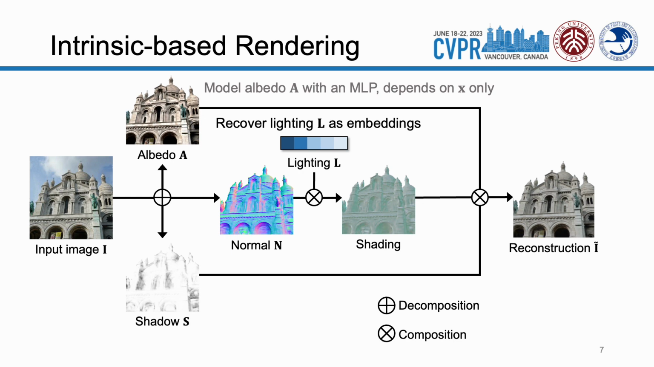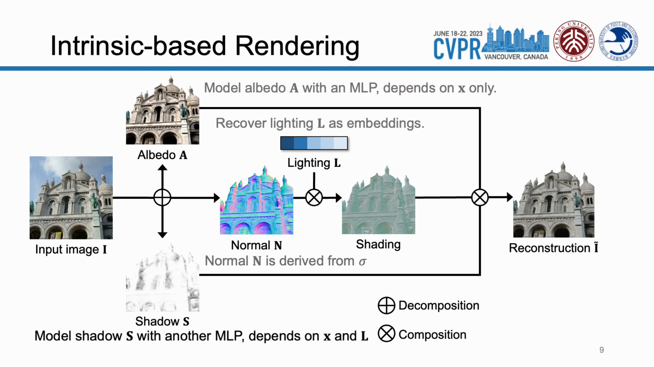Following the appearance embeddings of NeRF in the wild, we recover environment lighting as learnable embeddings. Each image is assigned an individual embedding vector, with the shape of 3 × 9, representing the coefficients of second-order spherical harmonics. Surface normal is directly derived from the density function of NeRF, which might not be ideally smooth but is enough for us. Finally, we employ another MLP to learn cast shadow from images, which depends on the 3D coordinates of sample points and the environment lighting.